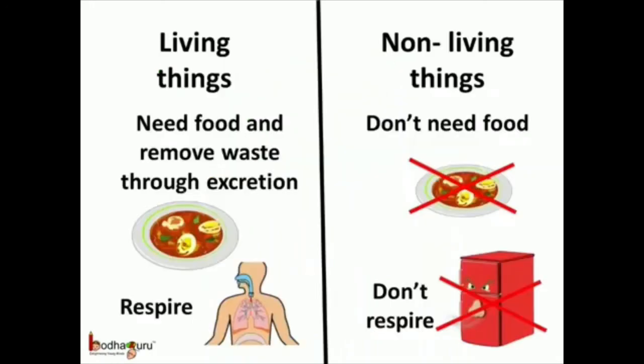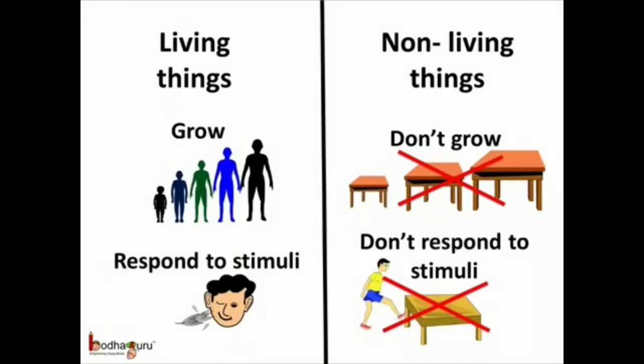So to sum up what we learned today, there are many characteristics which together differentiate a living thing from a non-living thing. The living things need food for energy and they remove the unutilized food and other waste through excretion. But non-living things don't need food. All the living things respire to get energy from food. But non-living things don't respire. The living things grow, but the non-living things don't grow.